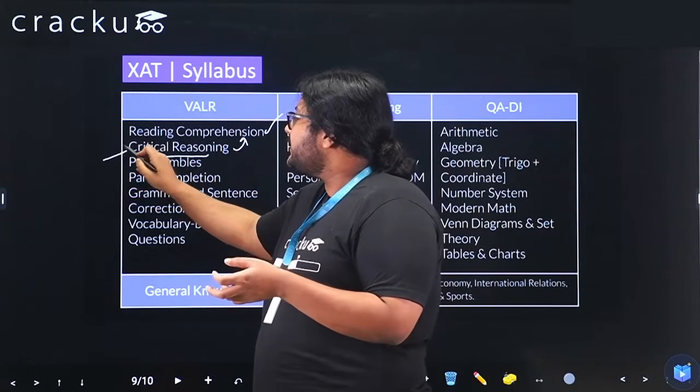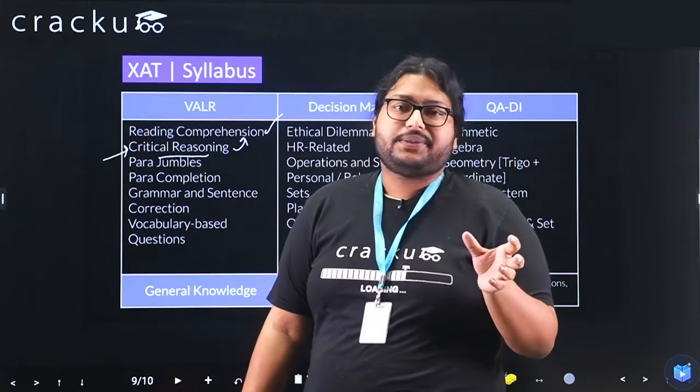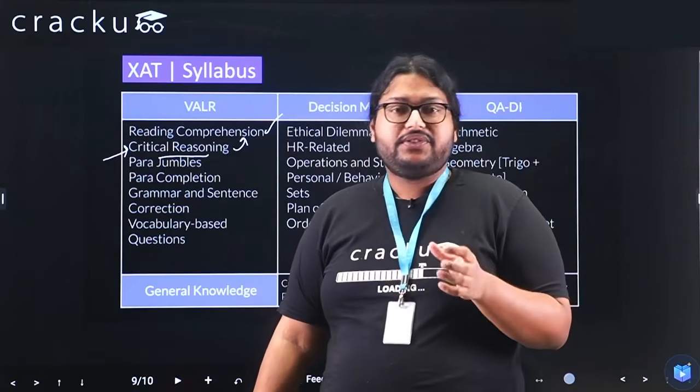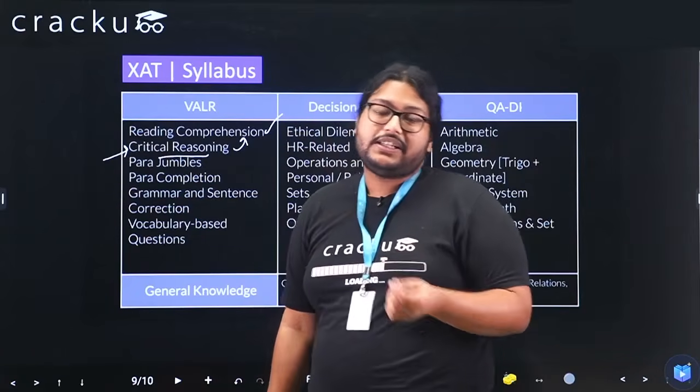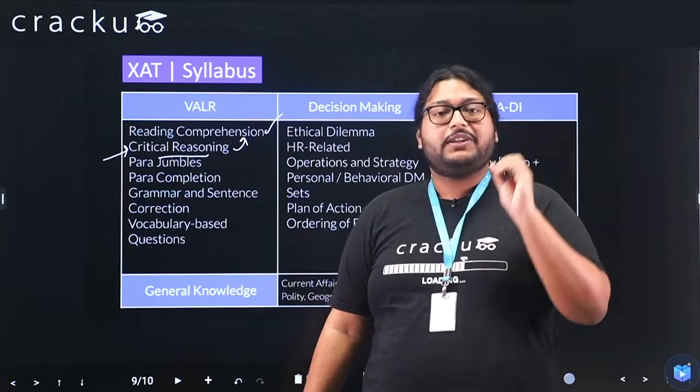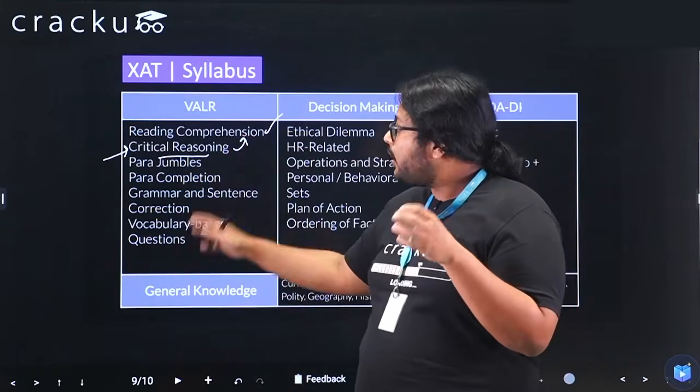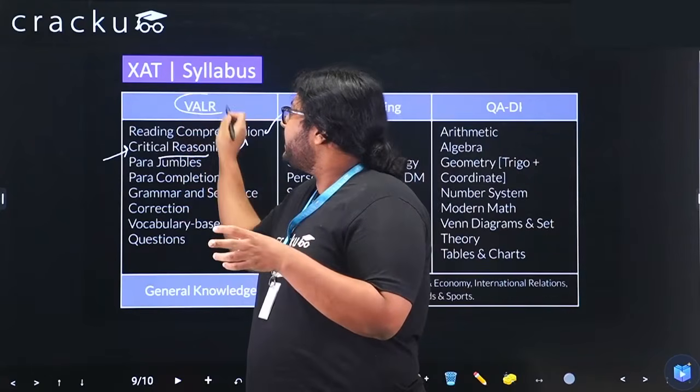Now, critical reasoning is something which is somewhat absent in CAT. So if you're preparing for that, I would say critical reasoning becomes one of the more important sections to take into consideration, because if you're not well prepared in critical reasoning, you'll probably not do very well in the VALR section.